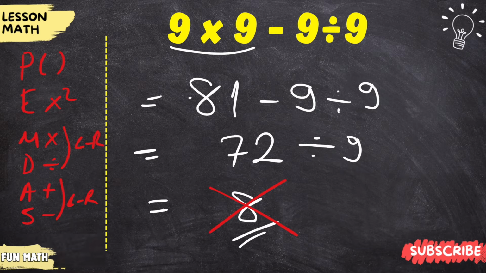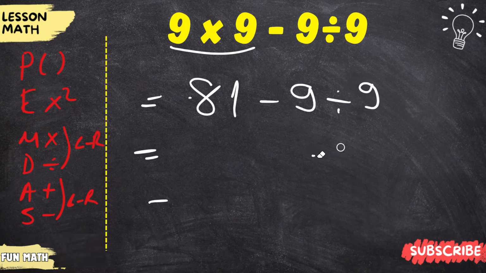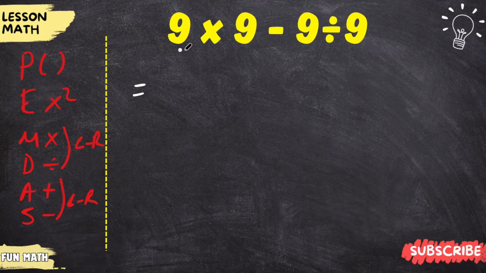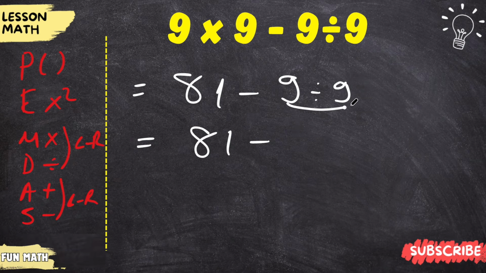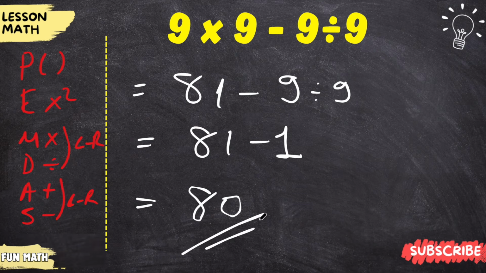Now, let's solve the question using these rules. First, we divide and multiply. Let's begin. 9 times 9 equals 81. Nine divided by 9 equals 1. 81 minus 1 equals 80. If you solved it this way, congratulations.